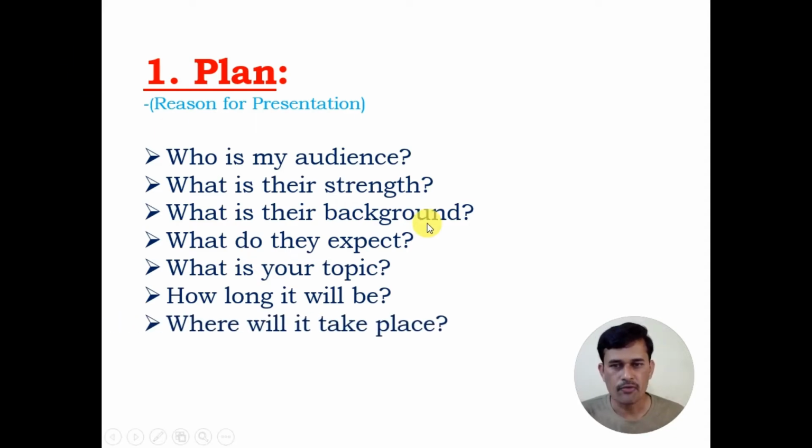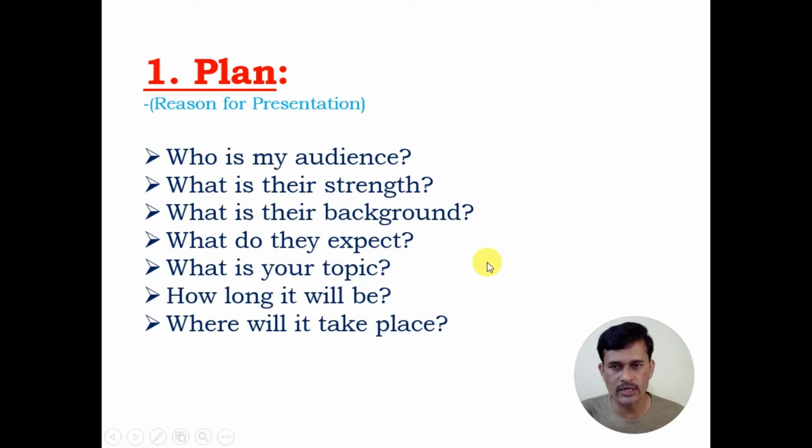And the next one is where will it take place. You need to identify whether it is in a seminar hall or in the classroom or in the lab. First, we need to identify the place where we are going to give the presentation. Because it is important whether they provide any mics for us to speak, or we need to speak without any mic. So you need to identify and based on that you need to plan your presentation. This is planning for presentation.